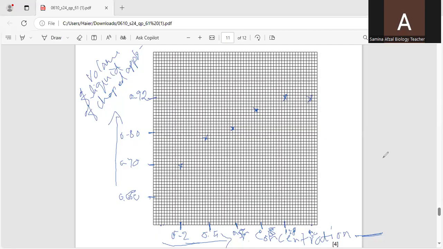Now we have to join these points with the help of a scale, from this point to this point, from this point to this point, and this point, this point, and this point. Just like this, we can get a good graph on paper. But you can see it is a little bit difficult for me to draw on this page. Anyway, you have got the idea.